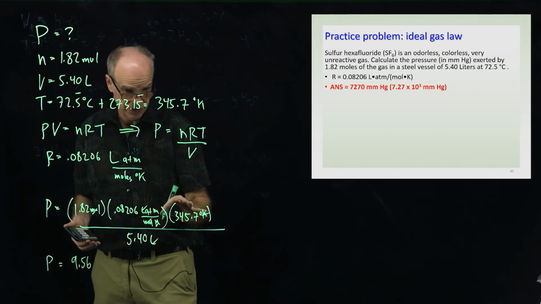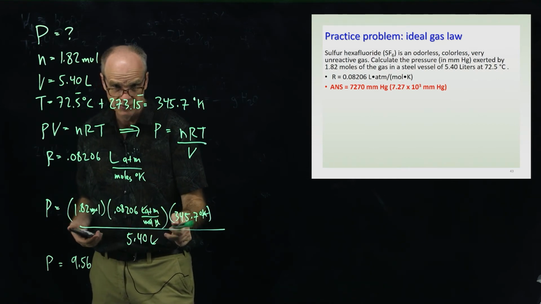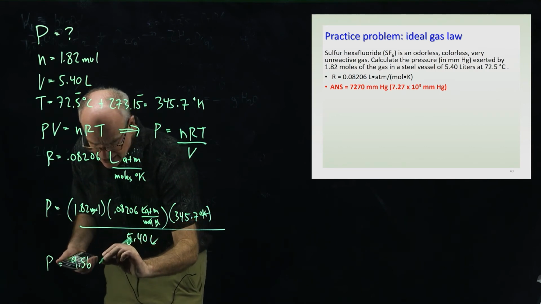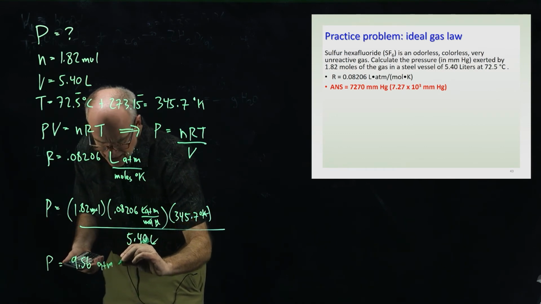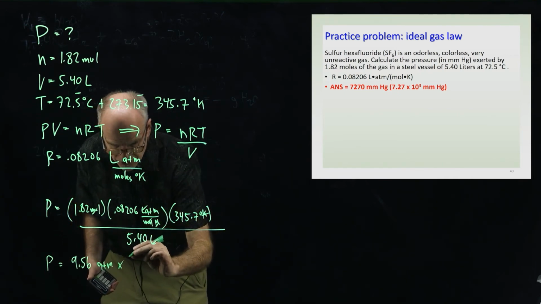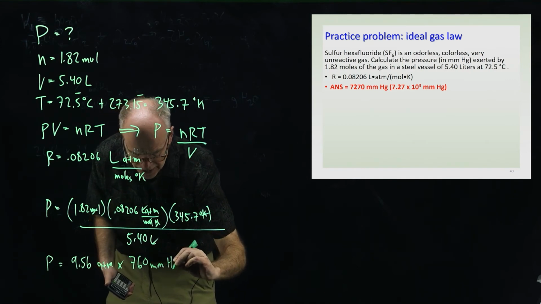9.56. I'm going to round this to the correct number of significant figures at this point because that's what the book does after you plug in numbers into the equation. So there should be 3 significant figures. So I get 9.56 atmospheres. Now that's not the answer. We really had to convert this into millimeters of mercury. So I'm going to multiply it by 760 millimeters of mercury.